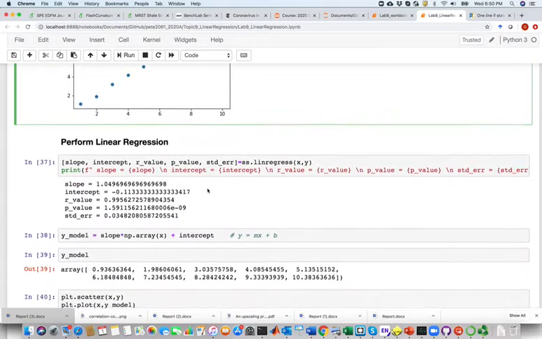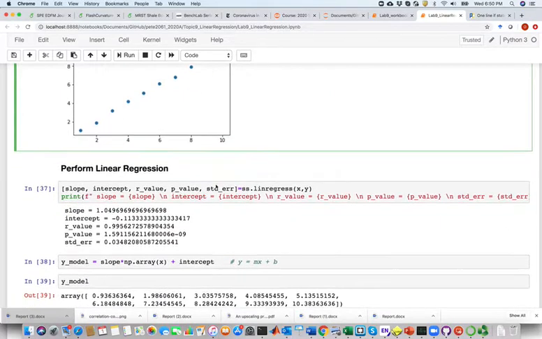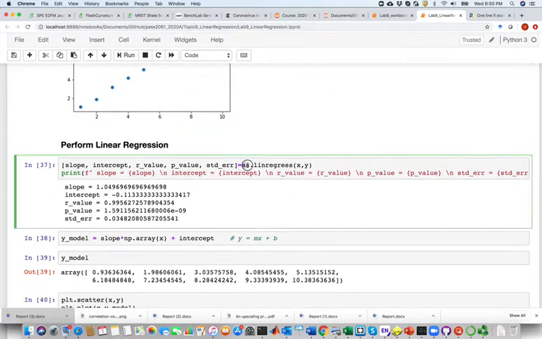It's linear. The next thing is to actually fit the line through it, and we use the same scipy.stats linregress function. The first value is the x, the second is the y, and you get all of these for free. Of course, the most important are the slope and the intercept, right? Those are the parameters that define the equation of a straight line, y equals mx plus b. The coefficients are the slope and the intercept. R value is your correlation coefficient.